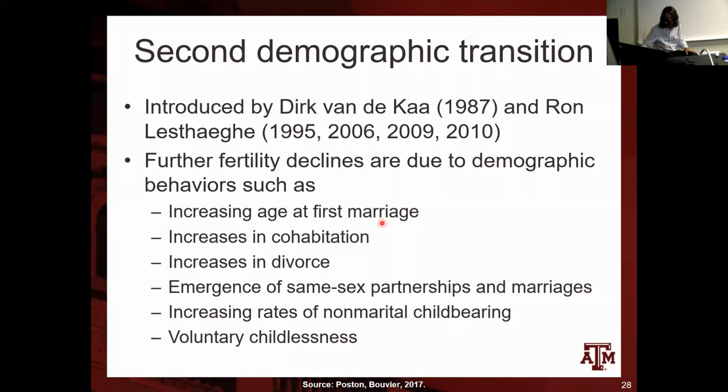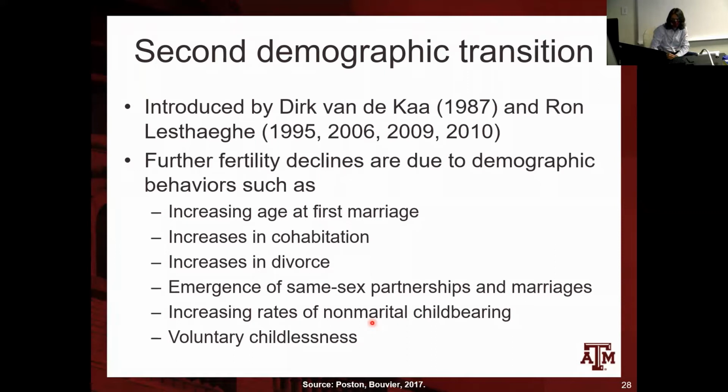There are increases in cohabitation. Again, people can also have children when they are cohabiting, when they're not formally married, but the chances are lower. And we also see increases in divorce. Emergence of same-sex partnerships and marriages across the whole world. Increasing rates of non-marital childbearing. In this case here, it goes in the opposite way. Those countries that experience an increase in, let's say, teenage pregnancy and also pregnancy while women are not formally married, when you see these increases, then you might see some increases in fertility as well.